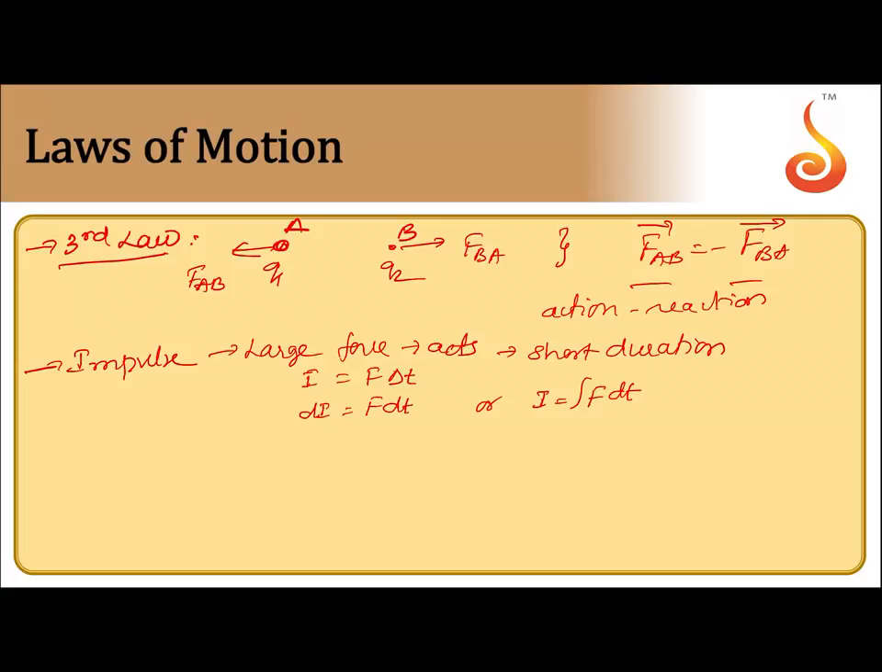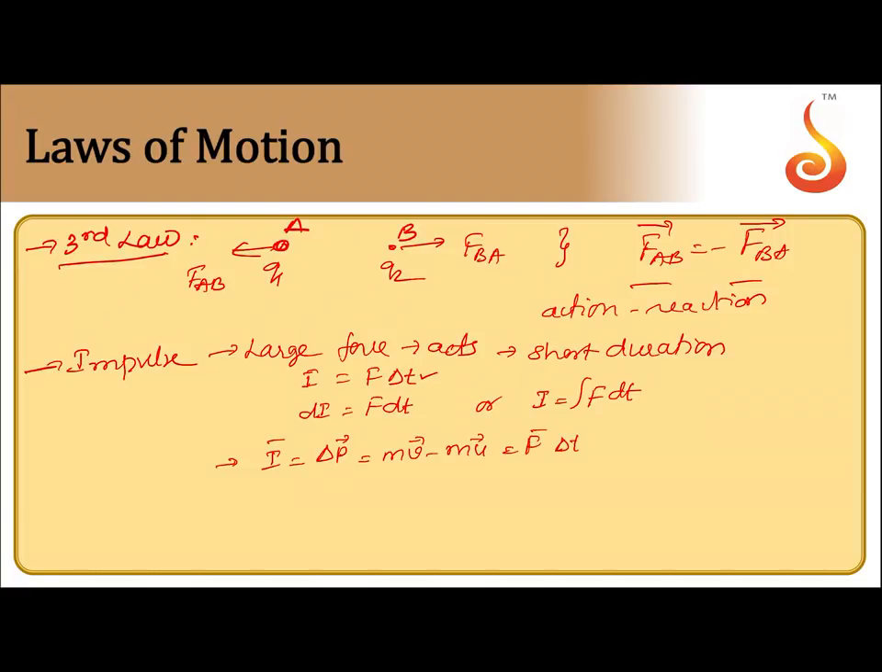And this impulse is measured in terms of change in momentum. You know that F dt is nothing but change in momentum, so it is delta p, which is nothing but mv minus mu. That is nothing but F delta t, of course.